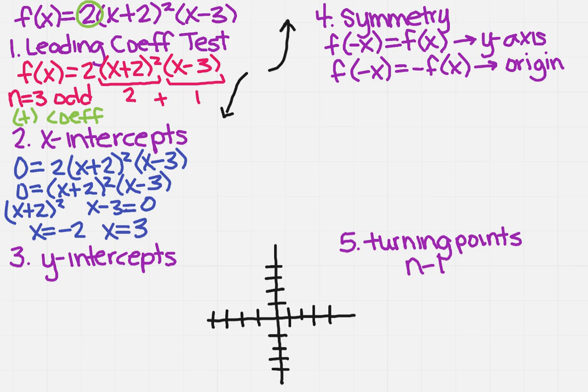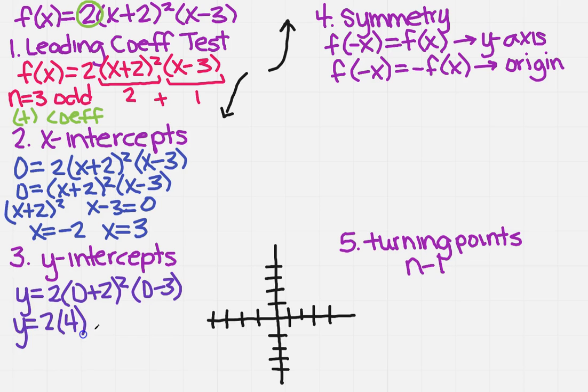Now, what about the y-intercept? Well, I need to set x equal to 0. So I'm going to have y equals 2 times (0 plus 2) squared times (0 minus 3). So y equals 2 times 2 squared, which is 4, times minus 3. So I've got 8 times minus 3, so it's going to be minus 24. So my y-intercept is at minus 24. We found our x-intercepts and our y-intercept.